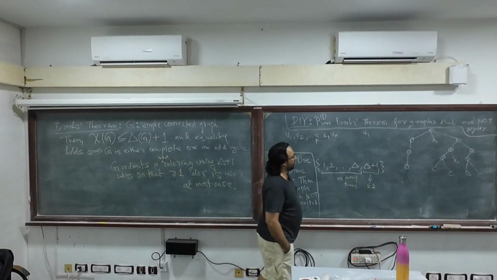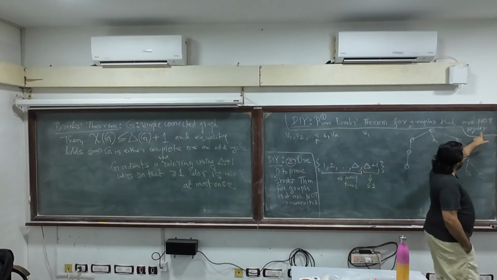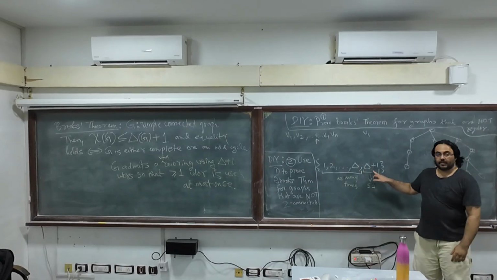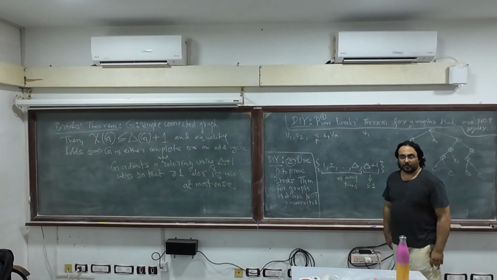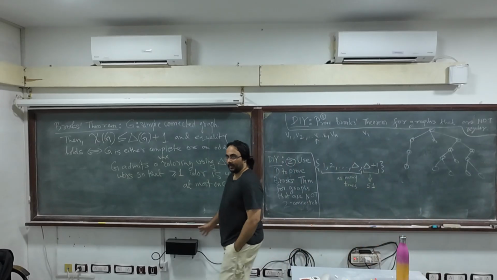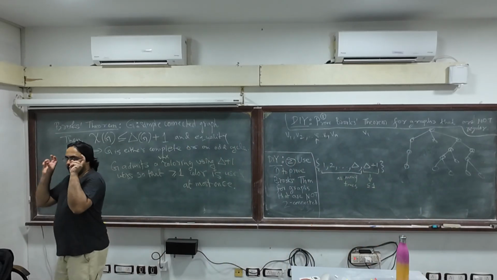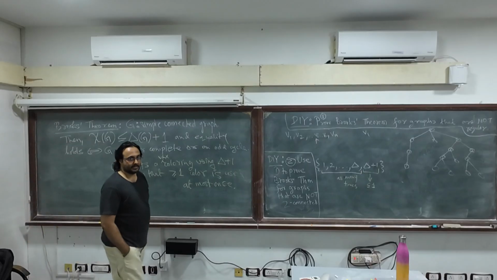Right, so the only thing you have to prove is that if the graph is not regular, then you never need the last color. Because odd cycles and complete graphs are actually regular, right? So therefore for irregular graphs, delta colors suffice.